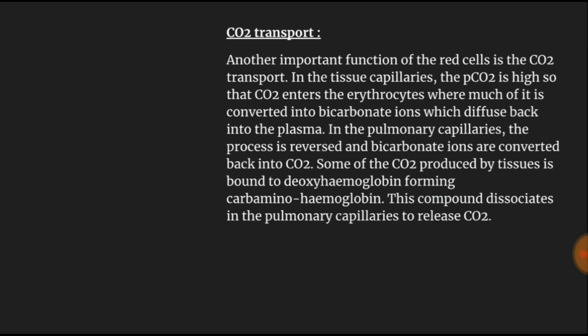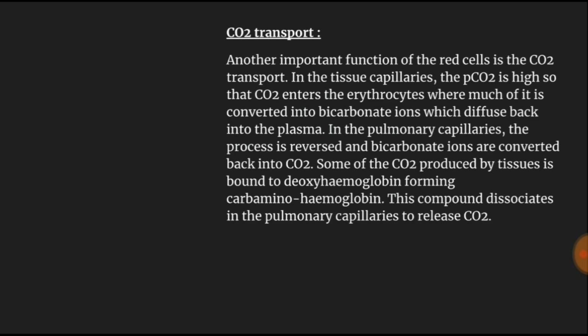So how is the CO2 transported? CO2 from the tissues is collected by RBCs, and sometimes by other pathways, which we will be seeing. The important function of RBC in CO2 transportation is that in the tissue capillaries the PCO2 is high, so the CO2 usually enters the erythrocyte. Very much of it is converted into bicarbonate ions, which diffuse back into the plasma.